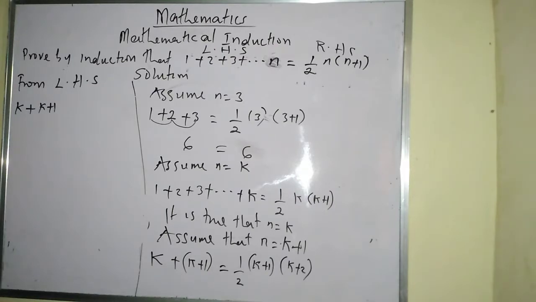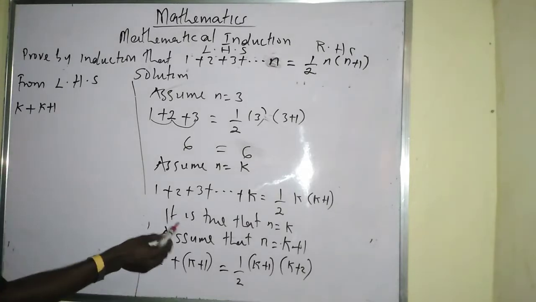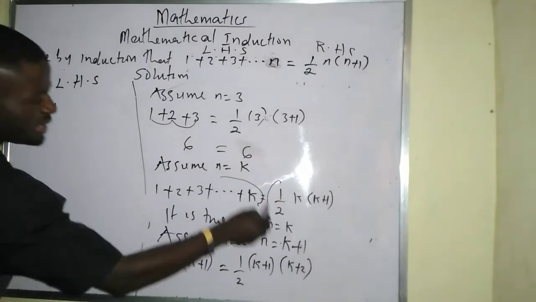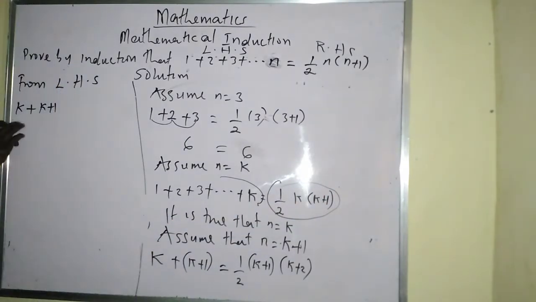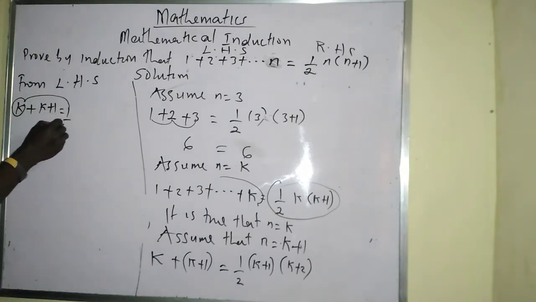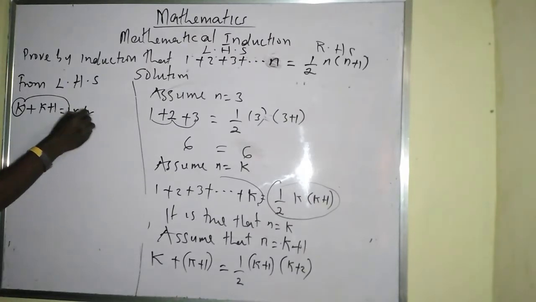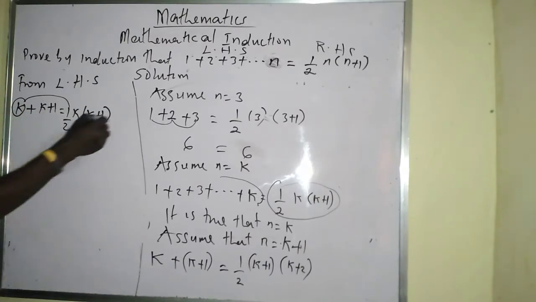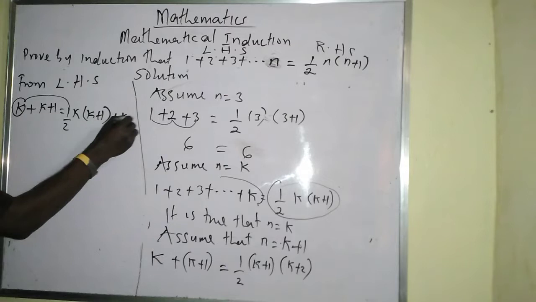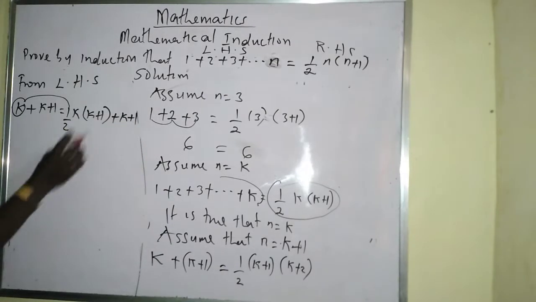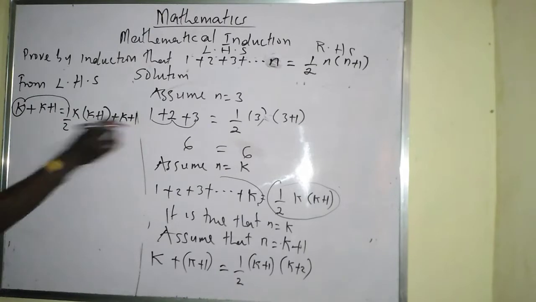Now, I will move on. What is my k plus 1? Note my k, this is my k, this is my k. It means this, and now I'll have, this my k will produce 1 over 2 times k times (k plus 1), that is this my k, plus the k I'm having, k plus 1. Now, this is the k, and plus having 1.